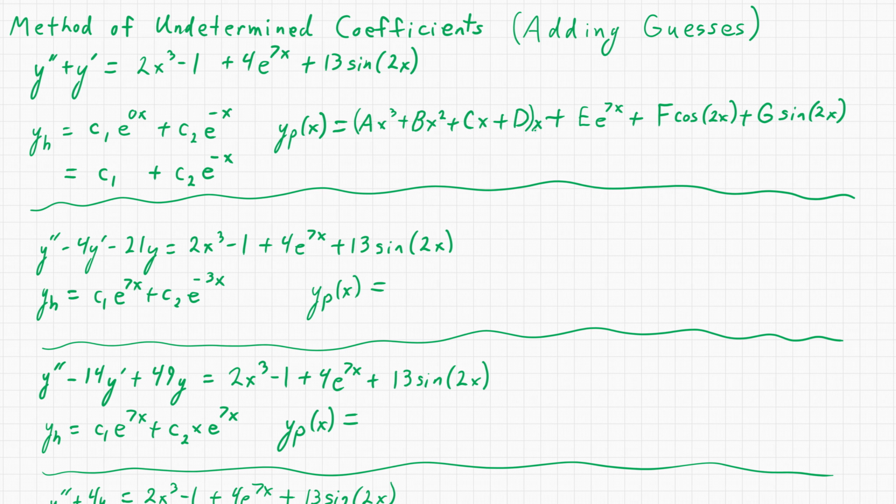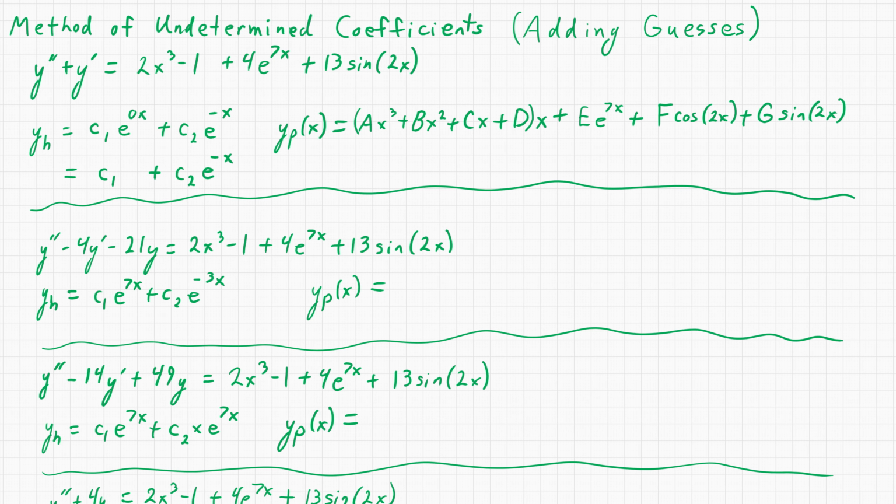So in here, we have to modify only this portion of the guess. We have to multiply it by x. Let me just try and squeeze that in there. So x times the polynomial, plus the rest. We don't have to touch the exponential part because that will still work. We don't have to touch the trig part because that will still work. e to the 7x isn't one of the homogeneous solutions. Neither is cosine 2x, neither is sine 2x. We just have to modify the polynomial.